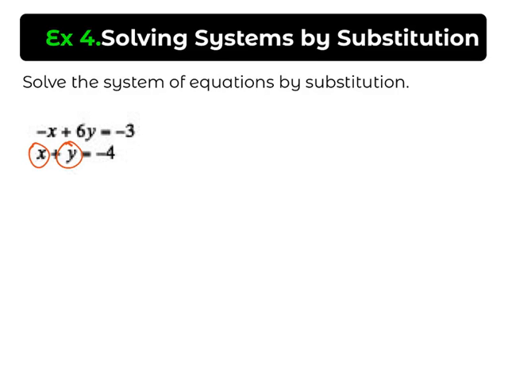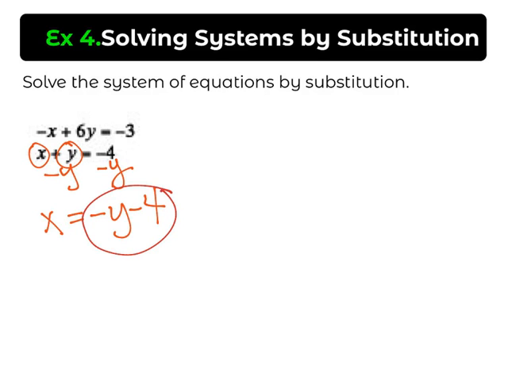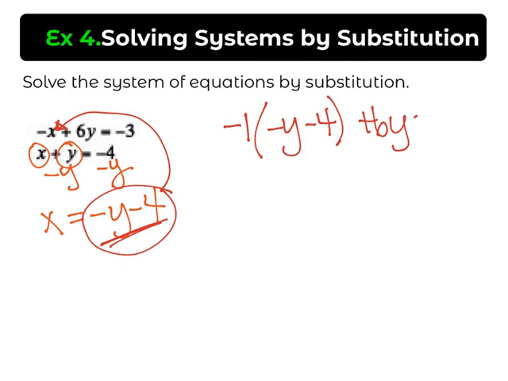Okay, so let's subtract the y, and that gives us x equals negative y minus 4. Also, it gives me several other things that I want to point out to you. So we know what x equals, so we need to put it into the other equation. Remember, that's a negative 1 in front of that x, times what we just came up with, (negative y minus 4), plus 6y equals negative 3.